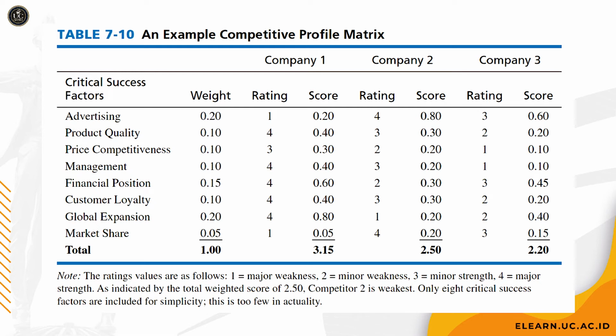And then after that, you can do your observations, you can do your research about yourself and your competitors, and put a rating for each critical success factor. The rating ranges from number 1 until number 4. Number 1 being major weakness, number 2 is minor weakness, number 3 is minor strength, number 4 is major strength. And then multiply the rating and the weight for each critical success factor. You do that for everything, and you total or sum up the score for each company, and you can compare your company with your competitors using numbers.